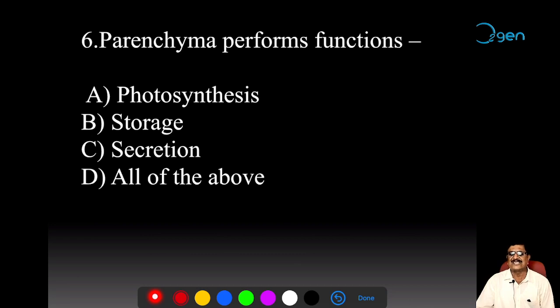Third, C, secretion. Some of the parenchyma cells secrete chemicals, either secondary metabolites or hormones. The fourth option, all the above. Here, the parenchyma performs all three functions of photosynthesis, storage and secretion. Option D is correct.